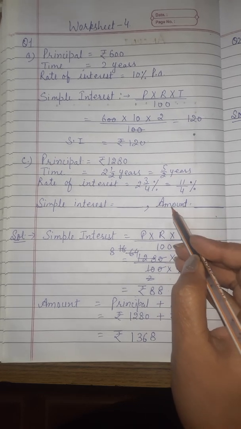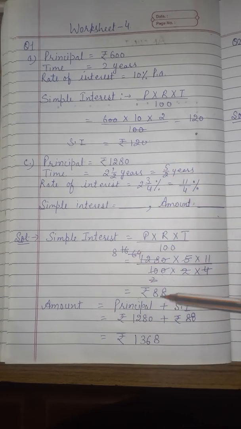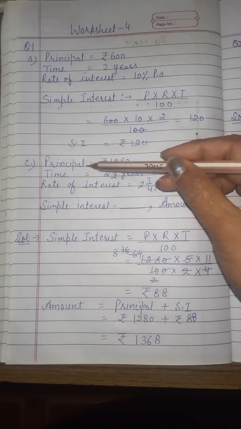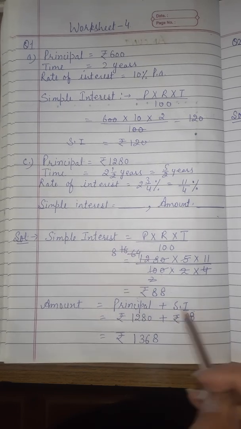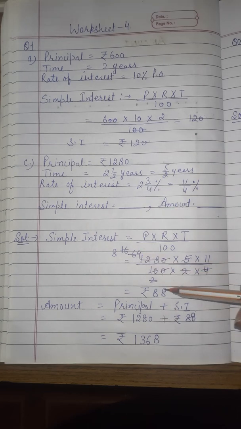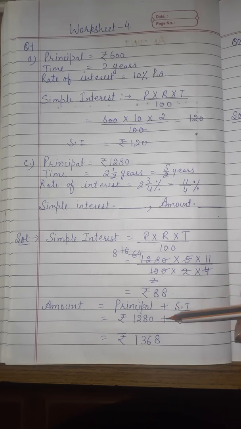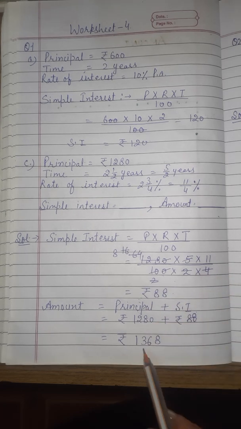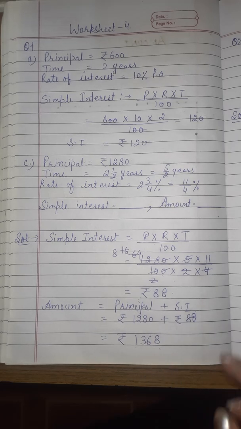Now to calculate the amount, what you will do, we will add simple interest to the principal. So amount is equal to principal plus simple interest. Principal was 1280. Now the bank is paying rupees 88 extra, so it will be added to the principal. So rupees 88 is added, and now the amount is 1368. Okay. Now this concept is used in the application part.